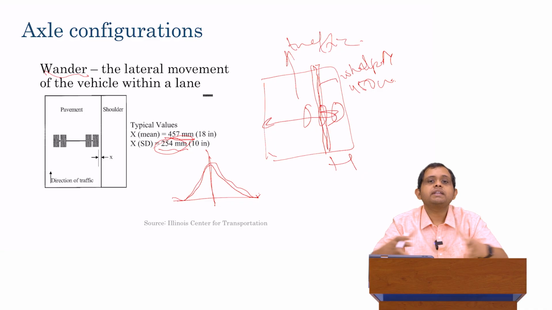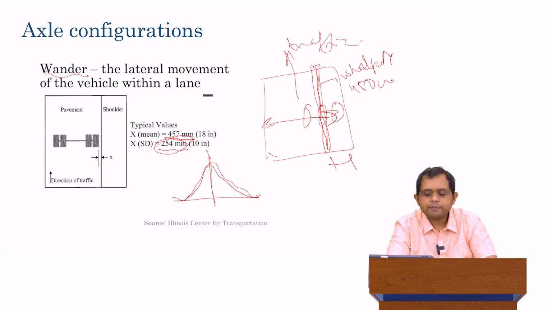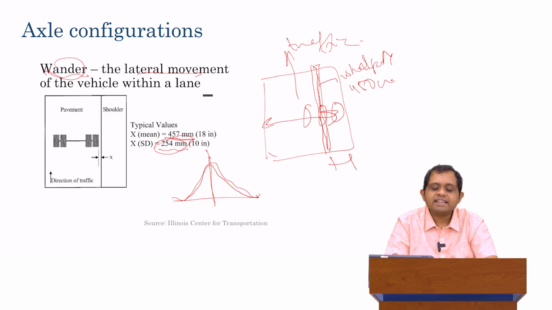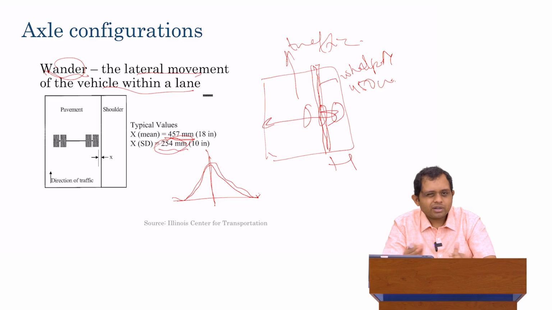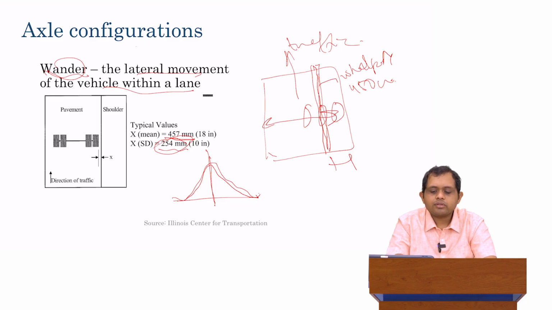They try to fill up the entire road instead of sticking to their particular lane. So how do we actually consider that type of behavior? That goes beyond wander. Wander is the lateral movement of a vehicle within a lane. If vehicles are not following their lanes, then there's no real concept of wander. Instead, we have a concept which is called lateral placement.